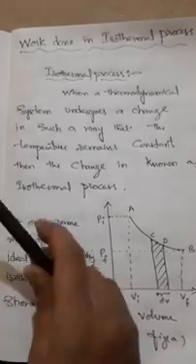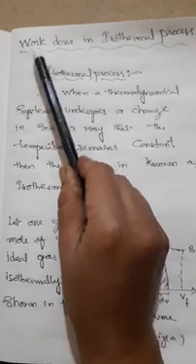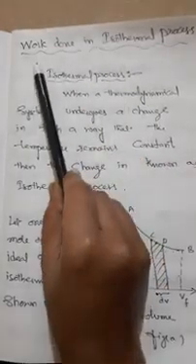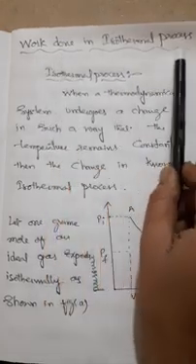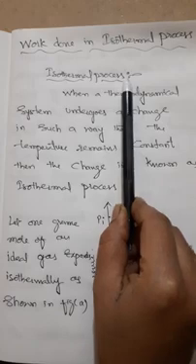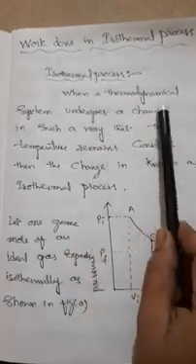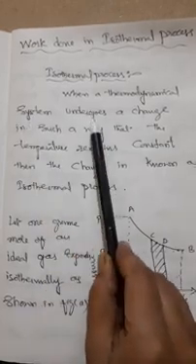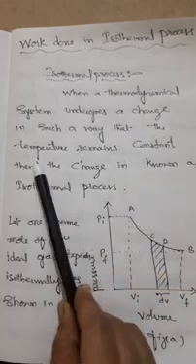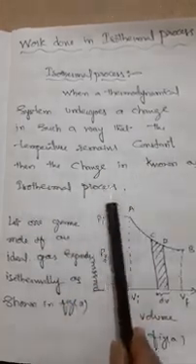Good morning friends. Today I am going to explain one of the important topics in thermodynamics, that is work done in isothermal process. Before going to calculate the work done in isothermal process, first of all we should know what is isothermal process. Isothermal process means that when a thermodynamical system undergoes a change in such a way that the temperature remains constant, then the change is known as the isothermal process.